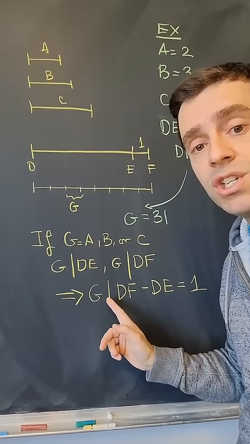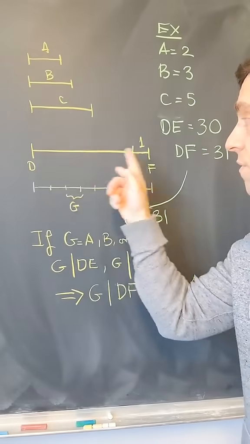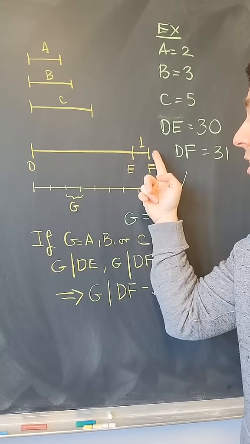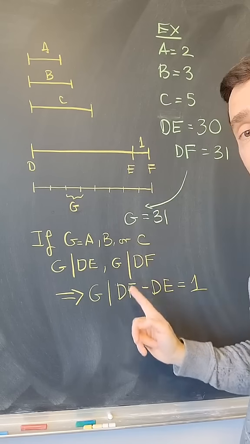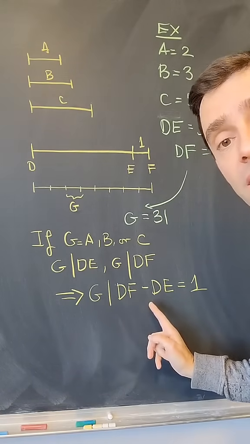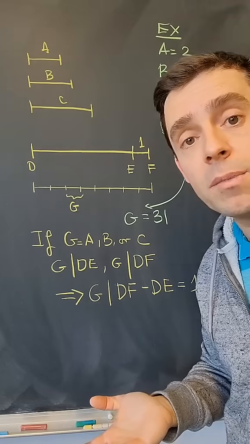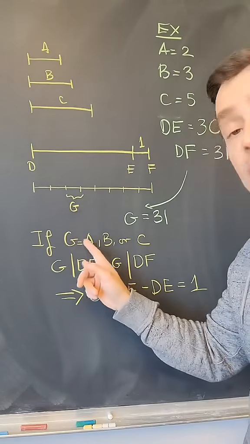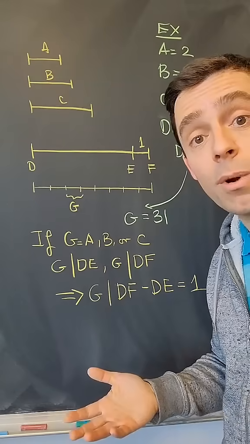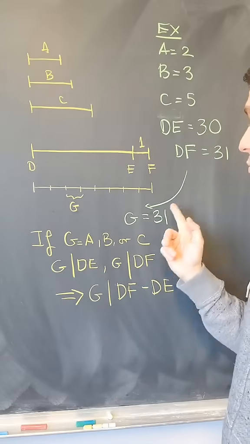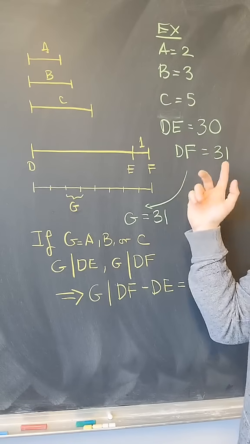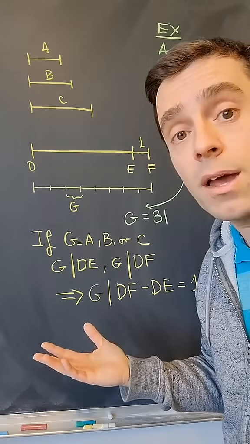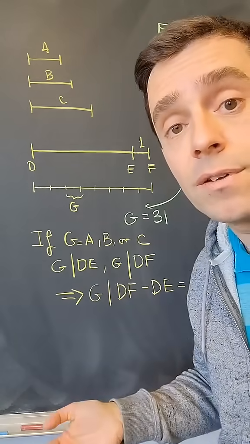Then that prime G would divide also the difference of those 2 lengths, because this is divisible by G and this is divisible by G, but their difference is 1. So G would be a divisor of 1, but no prime is a divisor of 1. Therefore, we've reached a contradiction, and G cannot be A, B, or C, so it's a new prime. In our example, what we reached is that DF is divisible by a new prime, and in this case 31 is a new prime other than 2, 3, and 5. And that's the proof.